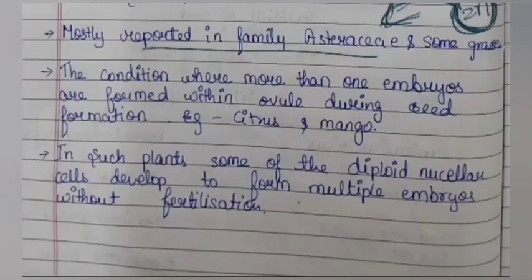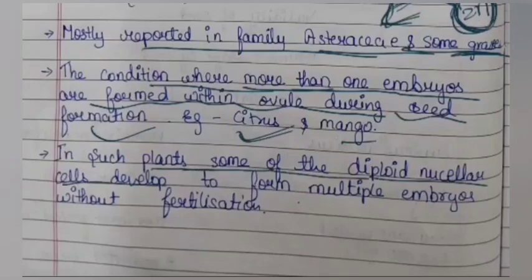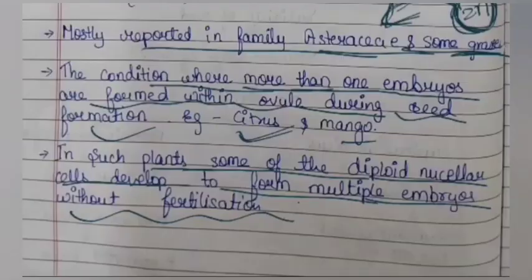Now mostly it is reported in the family Asteraceae and in some grasses. Polyembryony is the condition where more than one embryo is formed within an ovule during seed formation, for example in citrus and mango. In such plants, some of the diploid nucellus cells develop to form multiple embryos without fertilization.